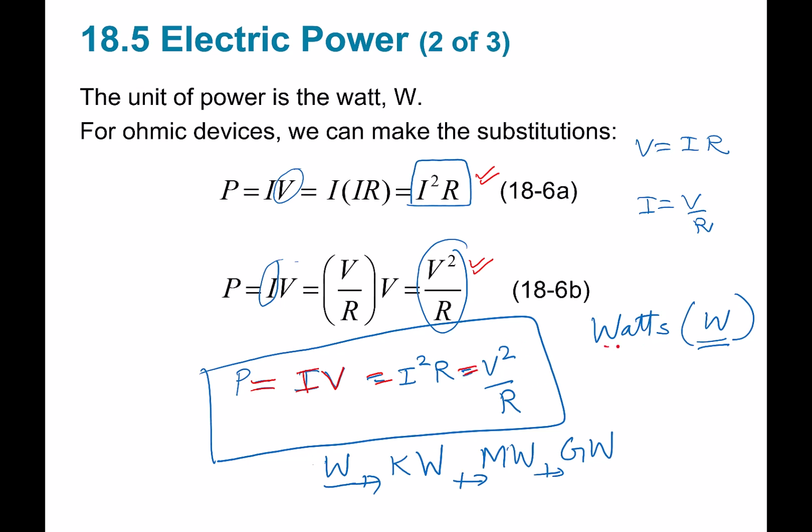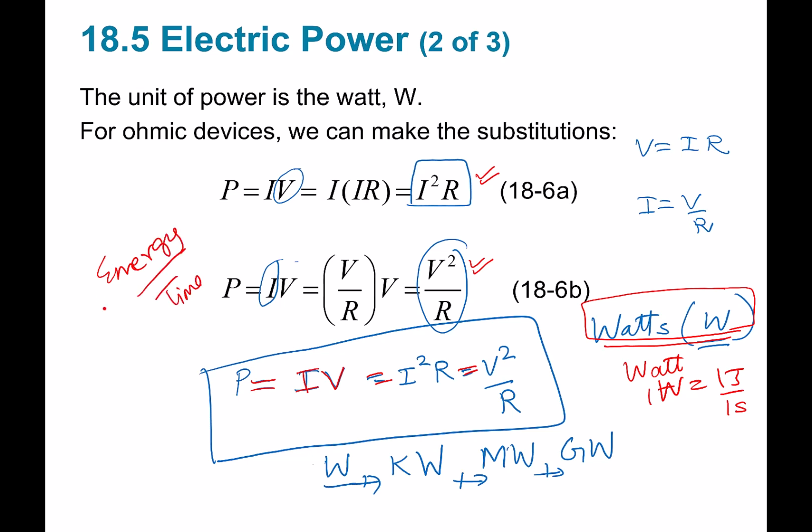And the SI unit of power is the watt. 1 watt is actually 1 joule over 1 second, because power is energy over time. So joule over second is 1 watt. So the units can be 1 watt, it can be kilowatt, which is a bigger unit, it can be megawatt, which is 10 raised to the power 6 watt, it can be gigawatts, which is 10 raised to the power 9 watts, and so on.